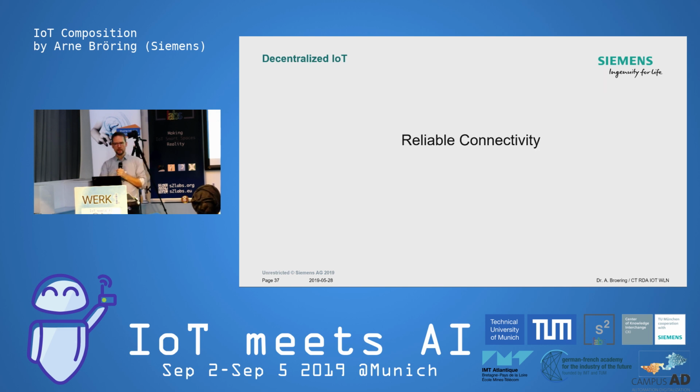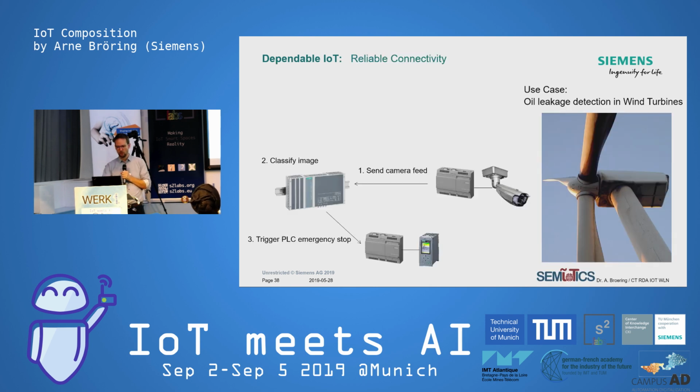Okay, that's one aspect of dependability. Another one is reliable connectivity. That's also something we are working on, for example, in this use case as part of our Semiotics EU project. Here it's about oil leakage detection. You see a lot of oil leaking out of a wind turbine. We are doing that with a video camera that sends the camera feed to another device to be classified, and then in the end might trigger a PLC, a Siemens S7 for example, to stop the wind turbine if there's oil coming out.